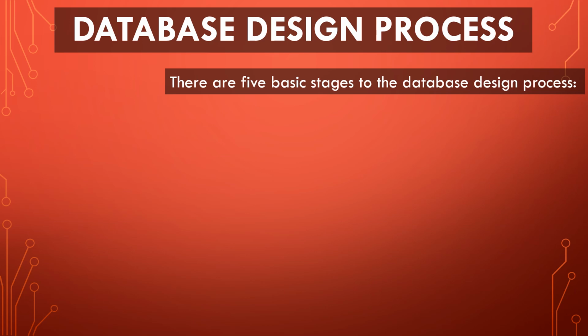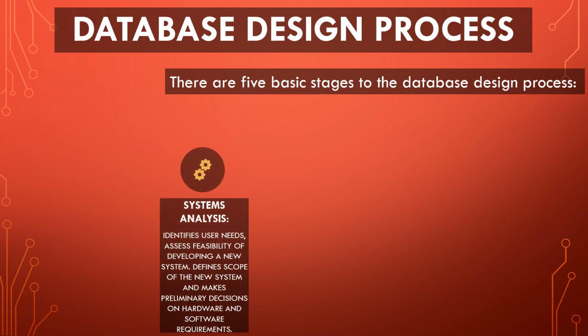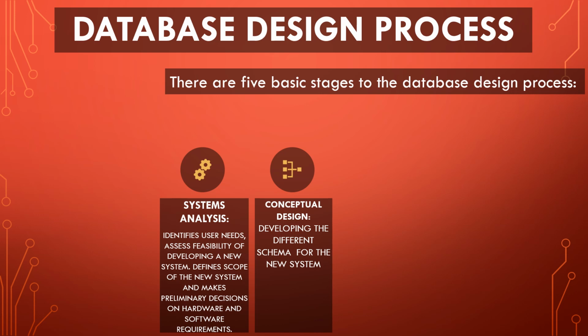Let's have a look at the database design process. There are 5 basic stages. First is system analysis. It identifies users' needs, assesses the feasibility of developing a new system, defines the scope of the new system, and makes preliminary decisions on hardware and software requirements. Remember, we are talking about a new database or new system. The second is conceptual design, developing the different schemes for each item or scope of the new system.